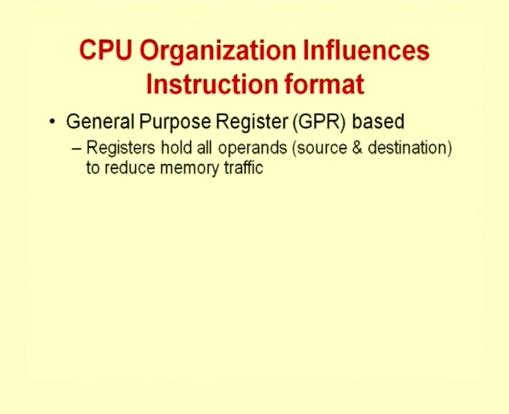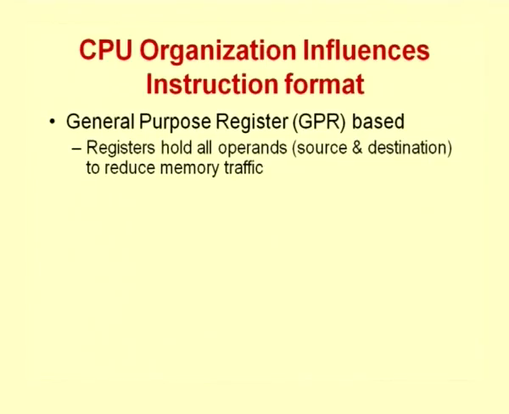In a general purpose register based architecture, we use many registers to hold all the operands, that is source and destination operands, in order to reduce the memory traffic. In fact, the example that we just looked at was based on a general purpose register architecture, and we saw how you could write a sequence of instructions for that. There are also other types of processor architectures which are possible.